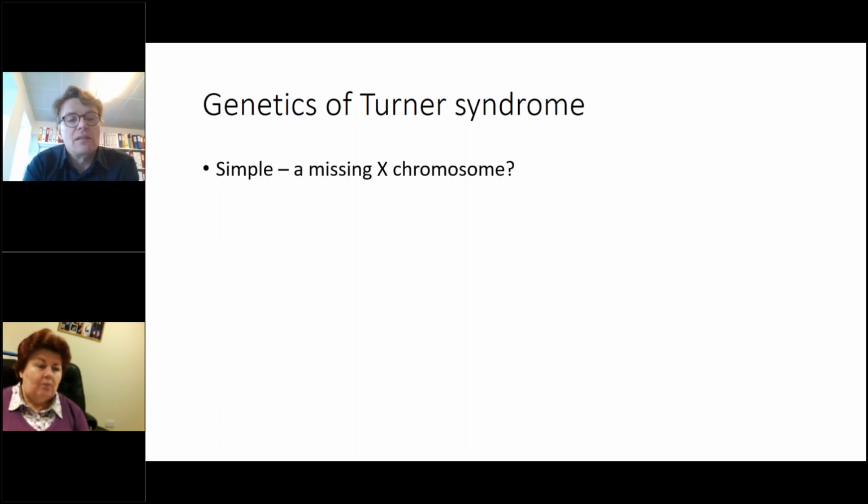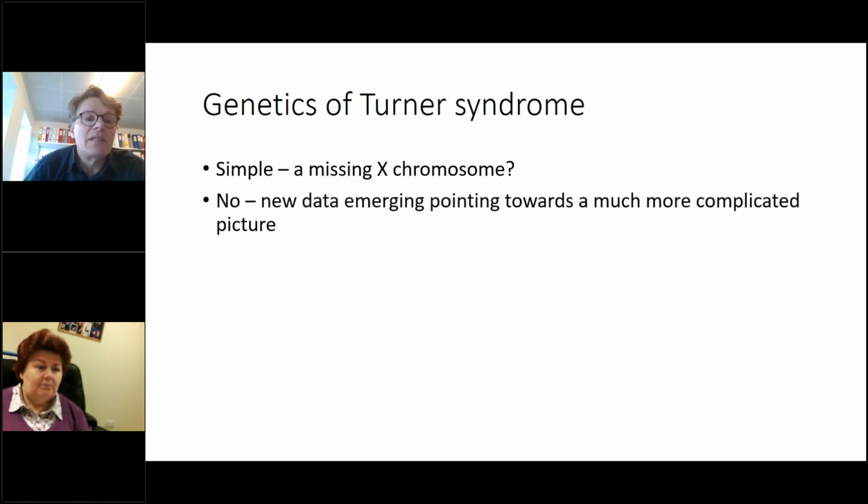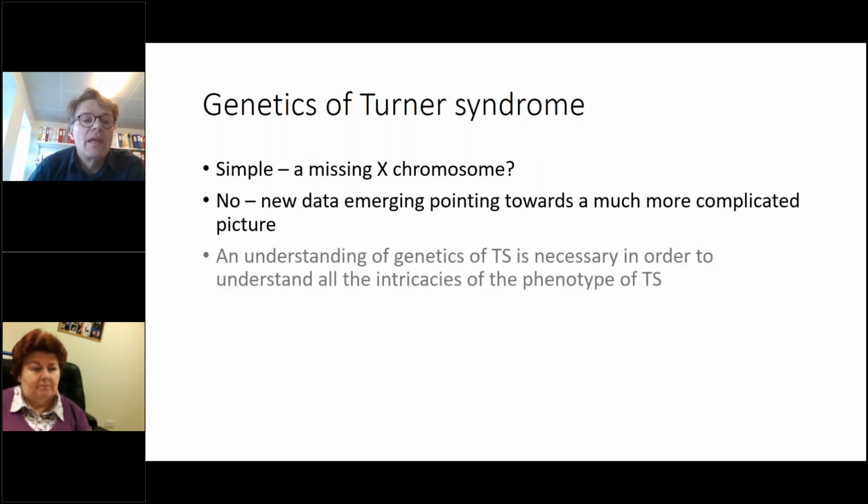You could say that it is simple, because most girls or females with Turner syndrome miss an X chromosome, or at least part of an X chromosome. But it turns out that it is not simple at all. And new data are emerging during these recent years, pointing towards a much more complex picture than we have hitherto thought. And so I think an understanding of the genetics of Turner syndrome is really necessary in order to understand all the intricacies of the phenotype that we see in Turner syndrome.